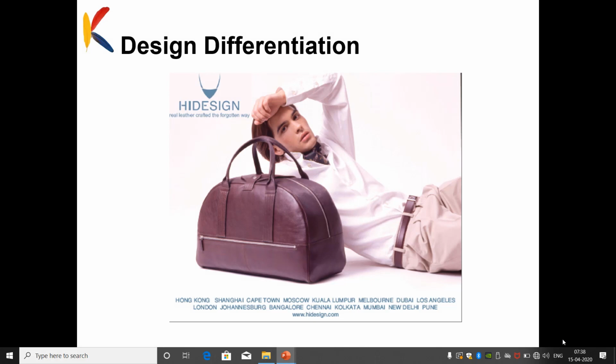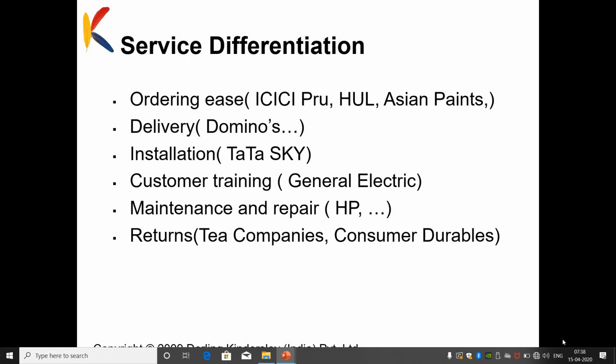Another way to differentiate your product is on the basis of service differentiation, like ease of ordering, online or maybe by calling, and a customer coming and giving you some estimates, and delivery like Domino's Pizza, installation, customer training, maintenance and repair, and returns. So these are the different ways of differentiating products.